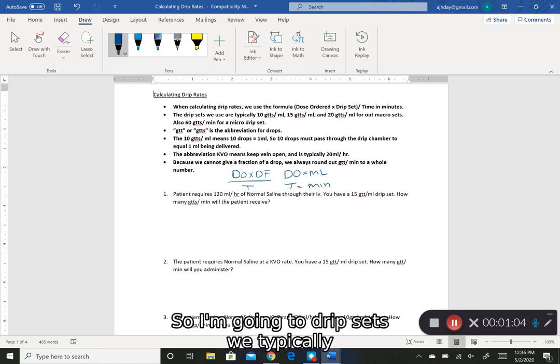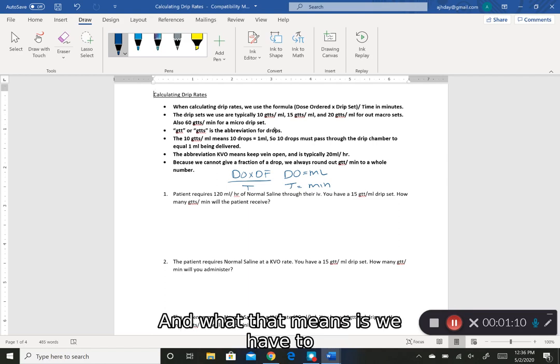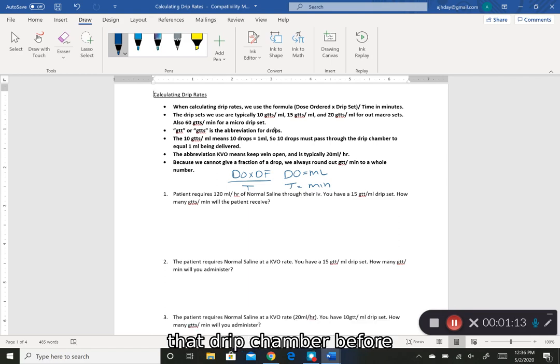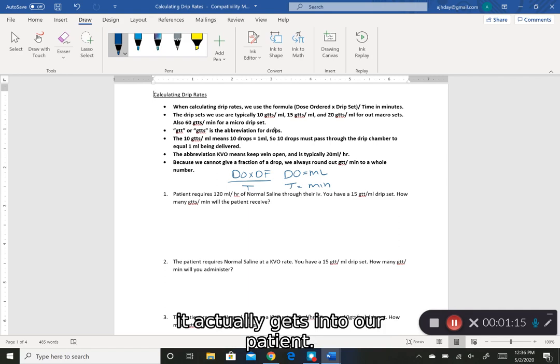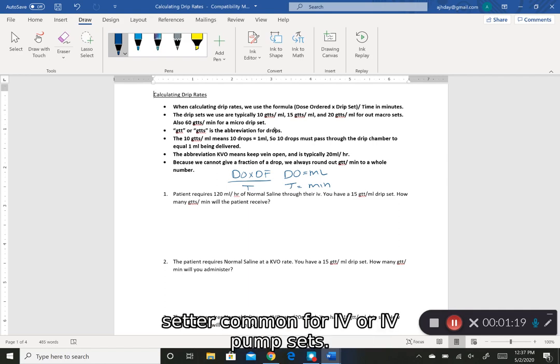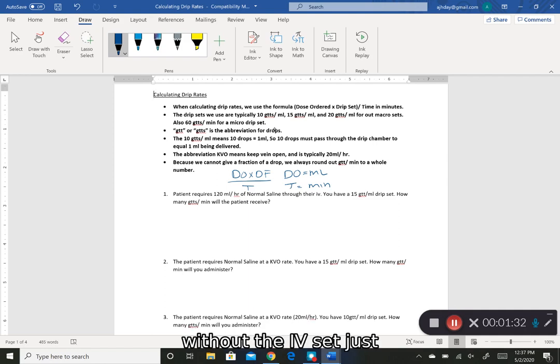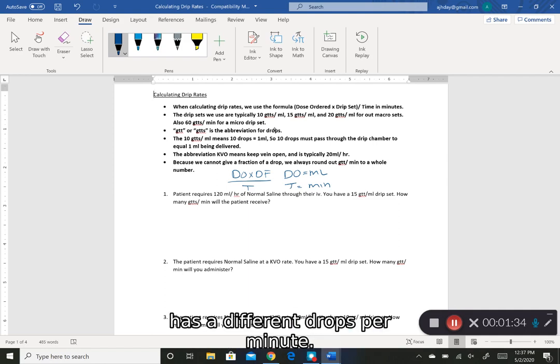Some of the drip sets we typically use, mostly you'll see the 10 drops per ml and 15 drops per ml sets. And what that means is we have to watch 10 drops actually go through that drip chamber before an ml actually gets into our patient. The 20 drops per ml sets are common for IV pump sets. So sometimes we may get these when we're restocking at the emergency room by accident. But we can still use them as a gravity drip set. They work just fine without the IV pump. It just has a different drops per minute.